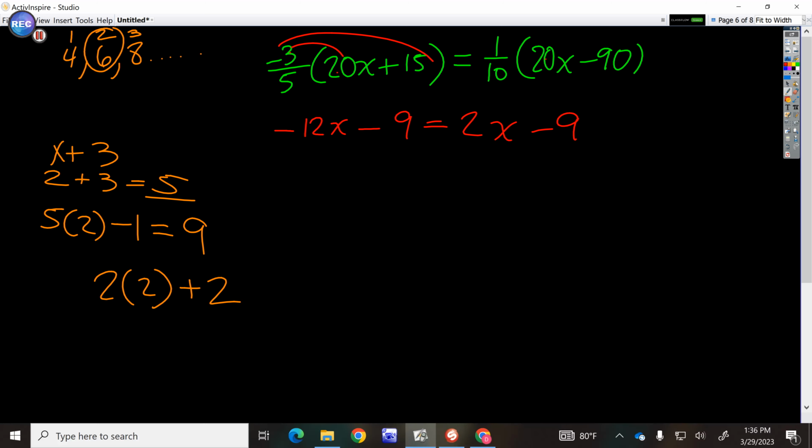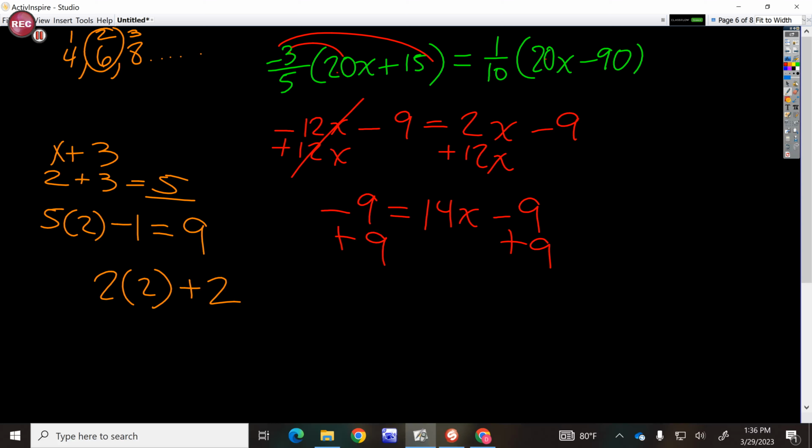Now which one's smaller? Positive 2x or negative 12x? Smaller is negative 12, because any negative number has to be lower on the totem pole than a positive value. So we're going to do plus 12x on both sides. That leaves you with negative 9 equals 14x minus 9. Now this problem is going to get a lot easier. You want to add 9 to both sides, which ends up giving you 14x equals 0.